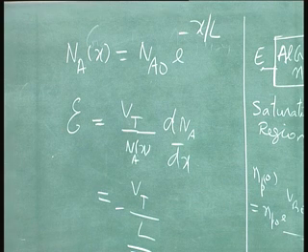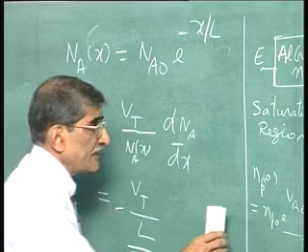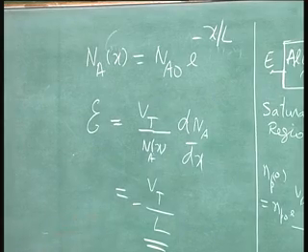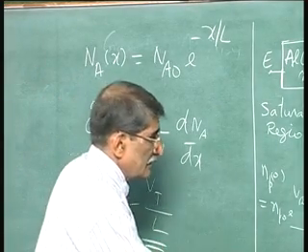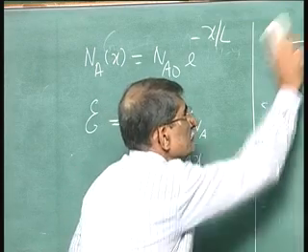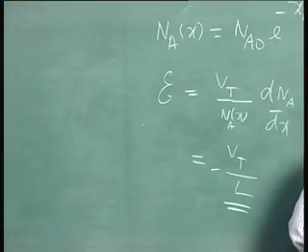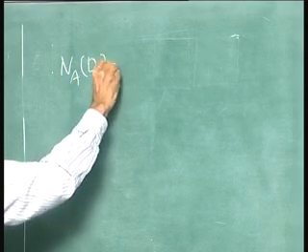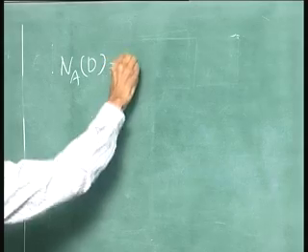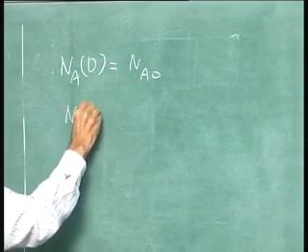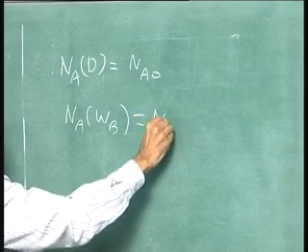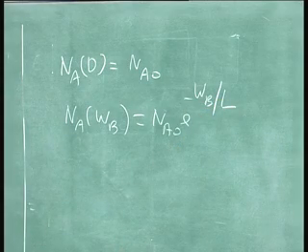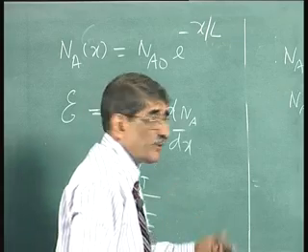What will be the magnitude of this quantity Vt by L? Some idea we must have. That depends upon L. How much will be L? Let me just go back down here. See, Na naught is Na0. Na at Wb is Na0 into e to the power of minus Wb by L. What I am getting at is that the field depends upon base width and L.